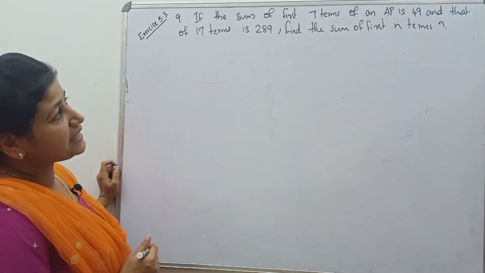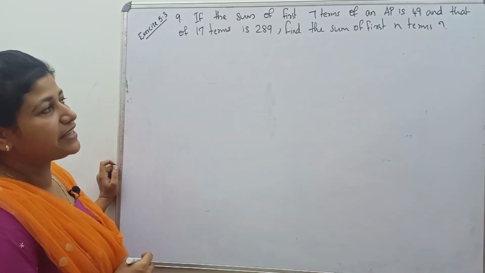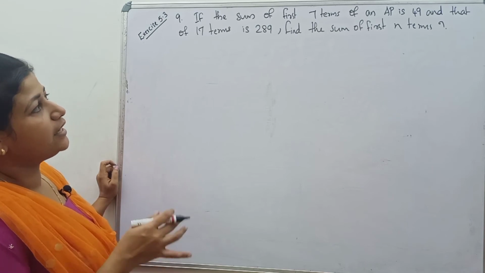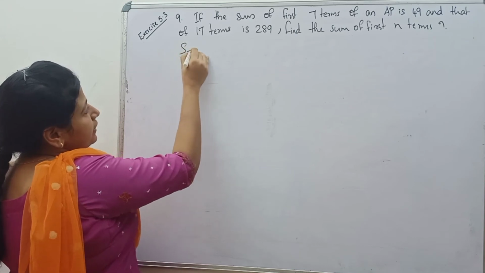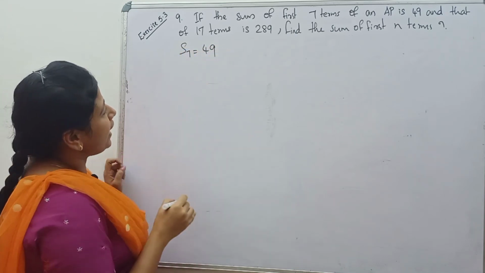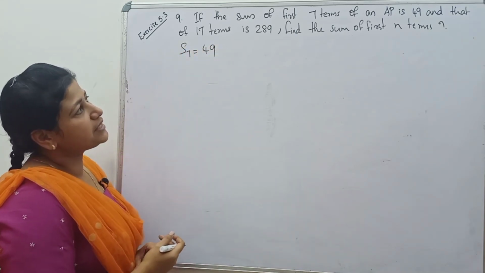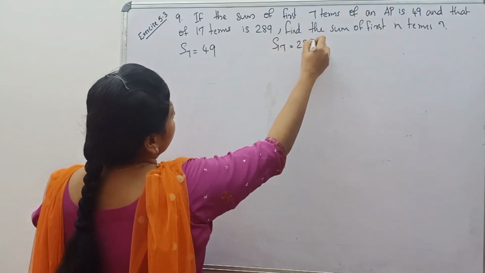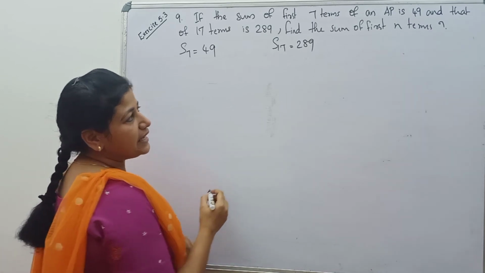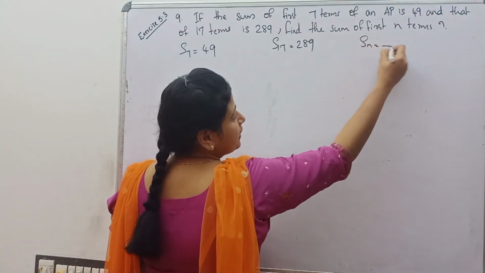9th question. If the sum of first 7 terms of an AP is 49, ഒരു എ പിയുടെ ആദ്യത്തെ 7 ടേംസിൻ്റെ സം, അപ്പോൾ സം ടു 7 ടേംസ് ഈസ് 49 ആൻഡ് സം ടു 17 ടേംസ് ഈസ് 289. S7 equal to 49 and S17 equal to 289. Find the sum of first n terms. You have to find out Sn.